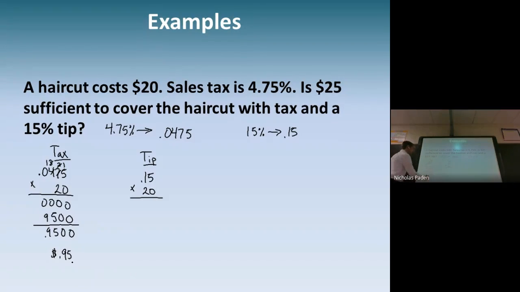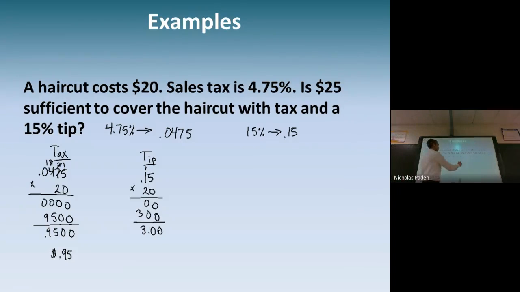All right, now let's find the tip, and let's hope that I do my multiplication correctly. We get 2 zeros there. 2 times 5 is 10. And then 2 times 1 plus 1 is 3. So that's going to be $3, 3.00.